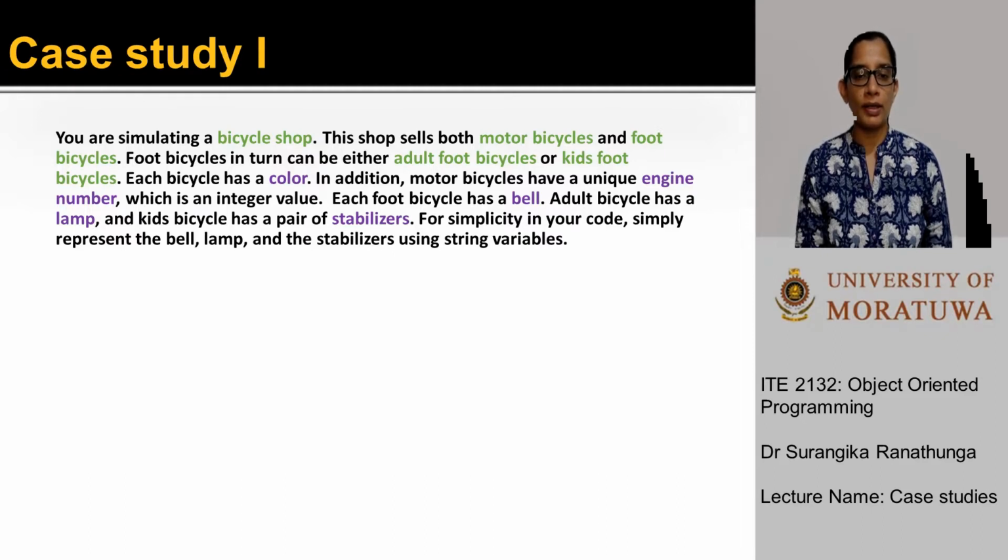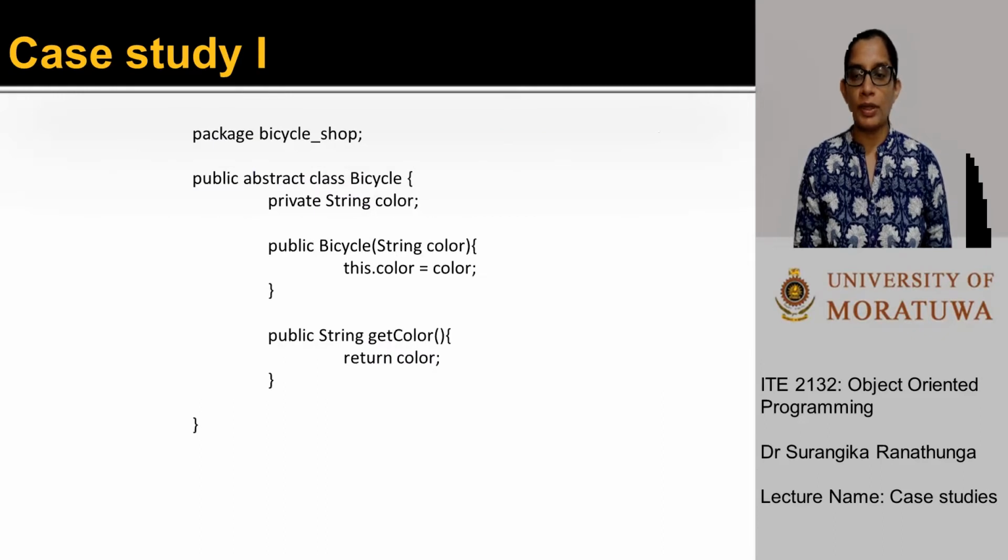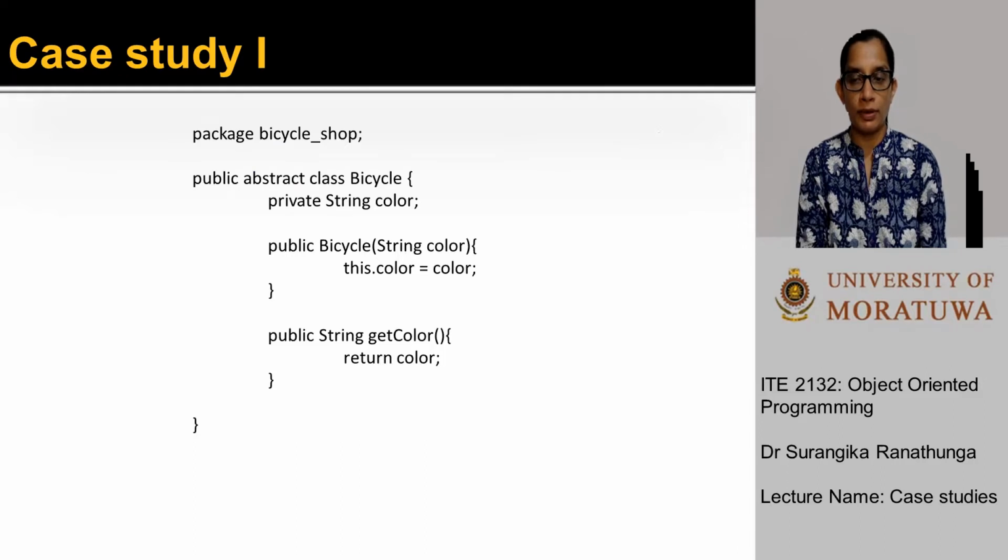Now let's see how we can get this information into a piece of Java code. So to begin with, we group all these classes into the bicycle shop package, which is a nice logical grouping. So let's start with the bicycle object. As you just read, we have different types of bicycles, which indicates that our bicycle has to be a superclass for all these bicycle types. And it was mentioned that all the bicycles have a color attribute. So this common attribute can easily be put inside the superclass bicycle.